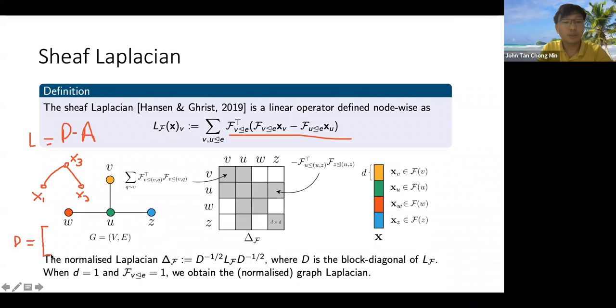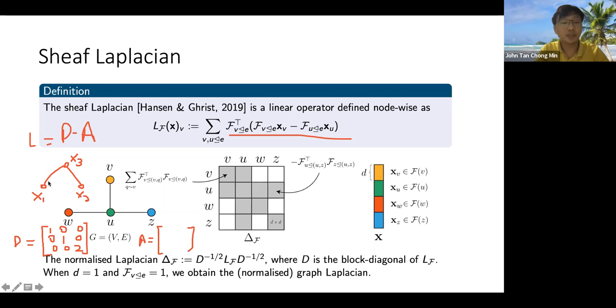Okay, so your degree matrix is given by 1, 1, 2, because X1 is connected to one node, X2 is connected to one node, X3 is connected to 2 nodes. So this is the degree matrix. And then the adjacency matrix is given by this.